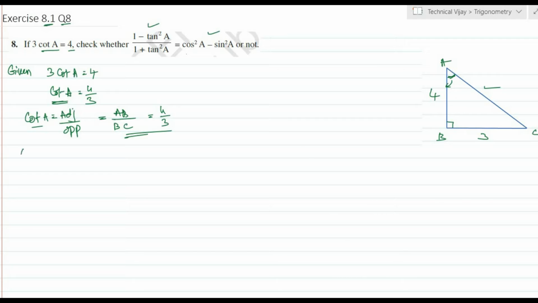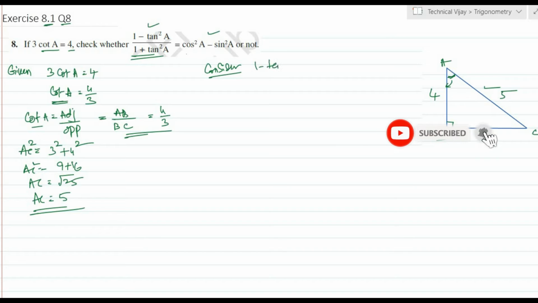You can see here. AC square is equal to 3 square plus 4 square. So AC square is equal to 9 plus 16. So AC is equal to square root of 25. So AC is equal to plus 5. So this is equal to 5. So now we have to verify whether this is equal to this or not. So first we will consider this one.